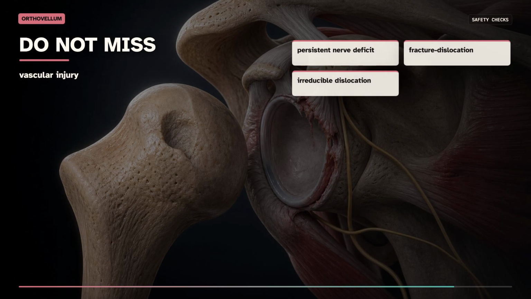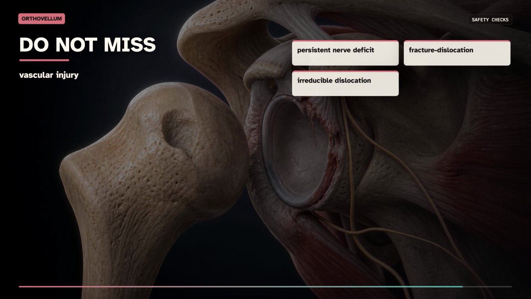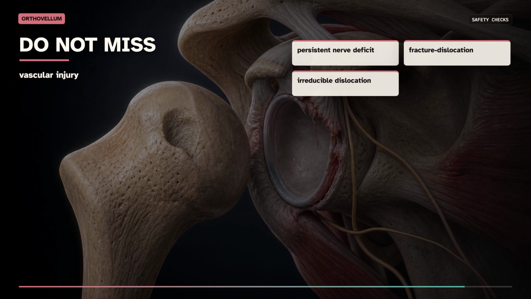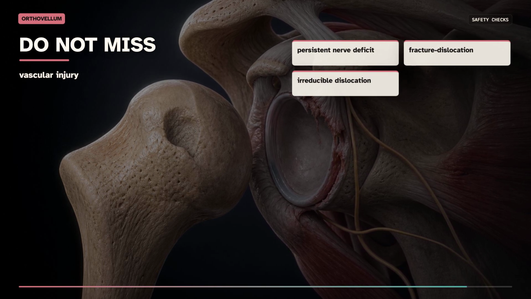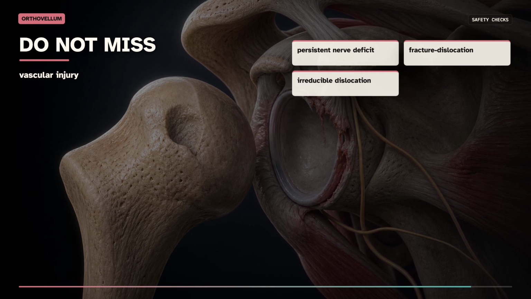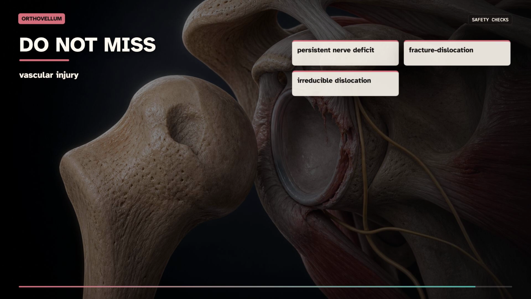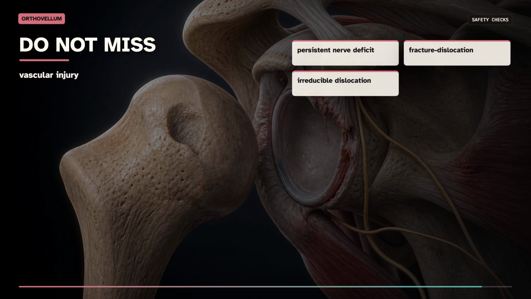Red flags and urgent features include vascular injury, persistent nerve deficit, fracture dislocation, irreducible dislocation. Red flags do not mean panic. They mean the pathway changes, earlier assessment, different imaging, or urgent specialist review. For patients, this is the safety net. For residents, this is how you avoid anchoring on a common diagnosis while missing the dangerous one.